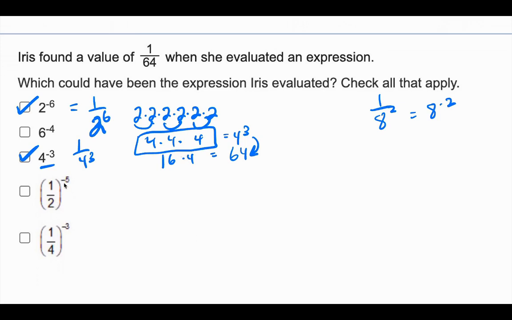And then this is to the fifth, and we know we need to get 2 to the sixth, so that's not going to work. 6 to the fourth is 6 times 6 times 6 times 6. So 6 times 6 is 36. Times 6, you're going to be way above 64. And on this one, if we take 1/4 to the negative third, remember that is the same as 4 over 1 to the positive 3, which is 4 to the third. So that's just going to give us 64, not 1 over 64. So sometimes you just have to go through and check them, remembering the rules and applying them and see what it equals.